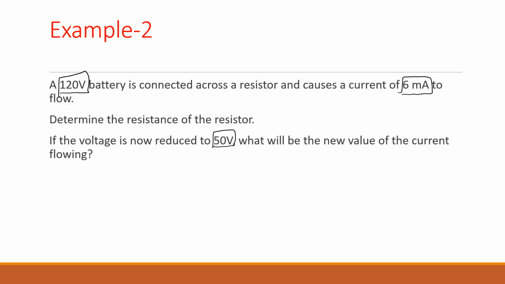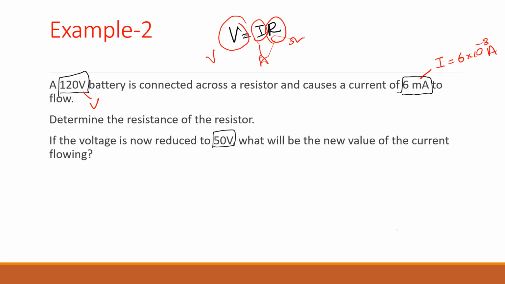In the previous slide, I forgot to tell you, voltage is equal to current times the resistance. In this equation, we need to have the voltage in volts, current in amps, and the resistance in ohms. Here the current is given to us in milliamps, so we need to convert it to amps by multiplying by 10 to the negative 3. Here the voltage is given in volts, so we are fine with that. So we are going to use Ohm's law, which is V equals IR.